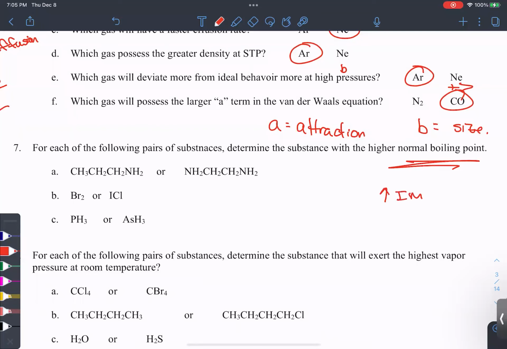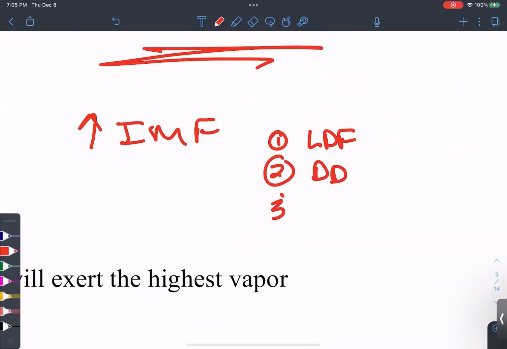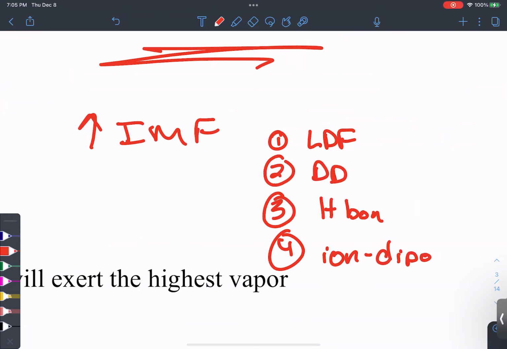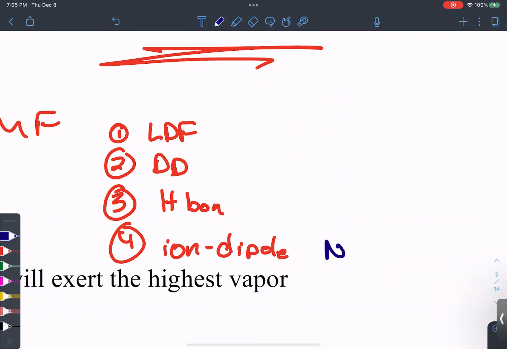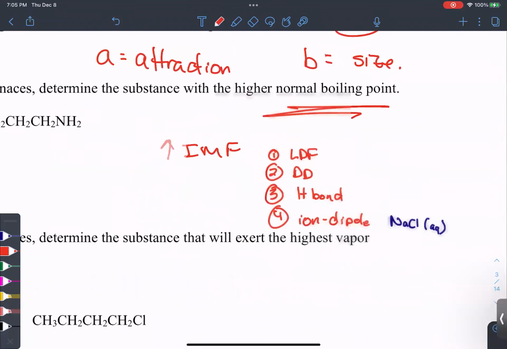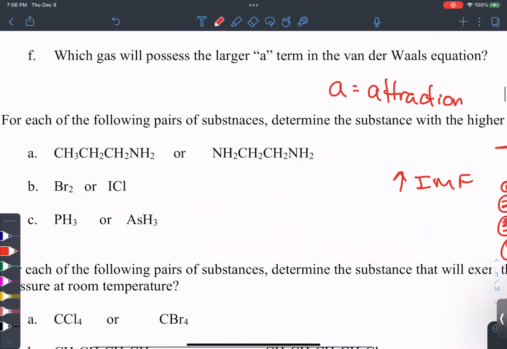More IMF. So let's quickly go through all the IMFs. The first one, LDF. The second one, dipole-dipole. The third one, hydrogen bonding. The fourth one, ion dipole. But that one is weird. That one doesn't fit in with the rest. We only use ion dipole when we have a salt dissolved in water. So we don't typically care about ion dipole, especially in these questions, because these are all molecules. We'll never consider ion dipole, but we will consider the first three.